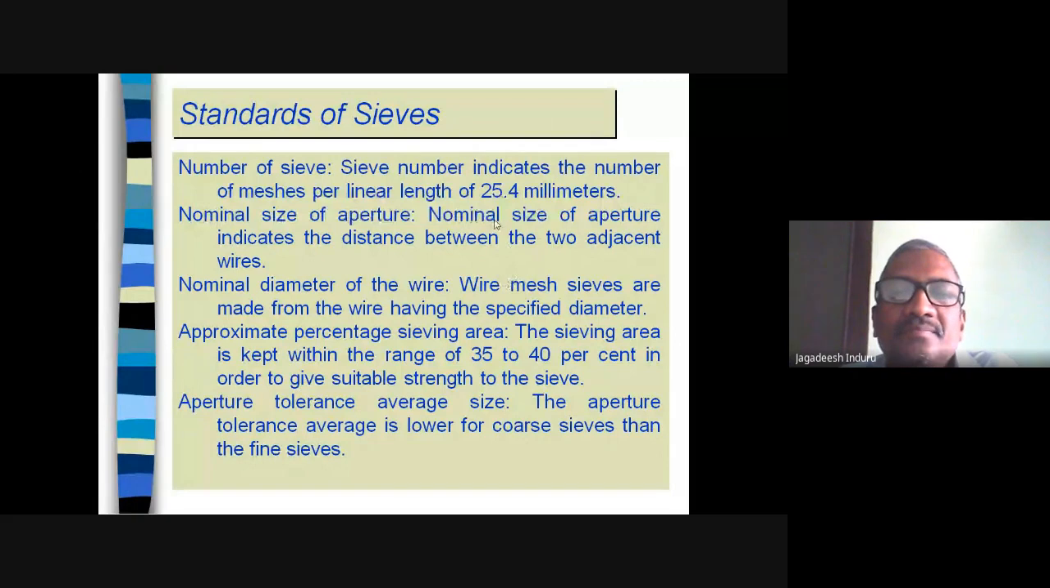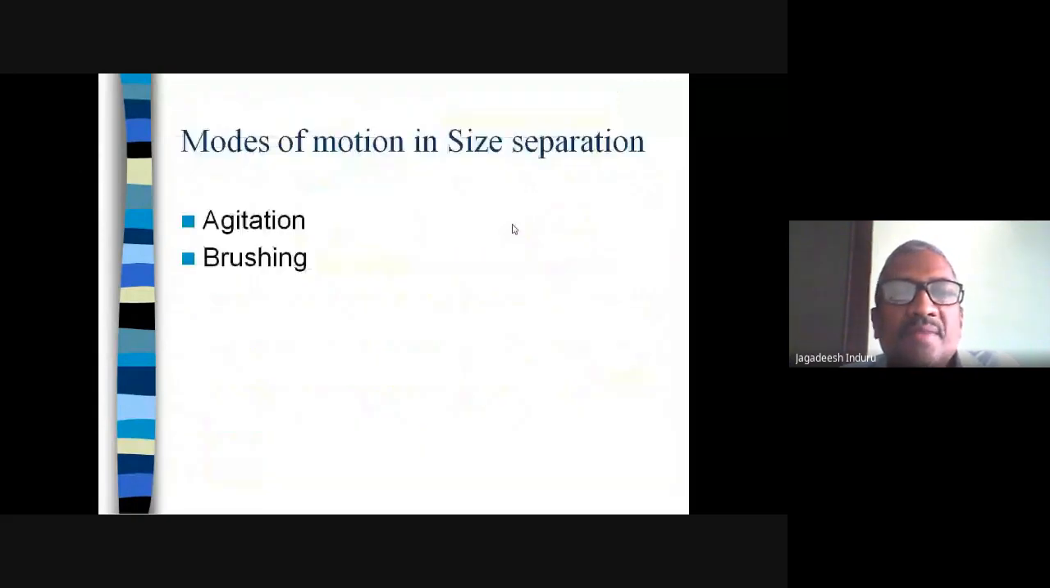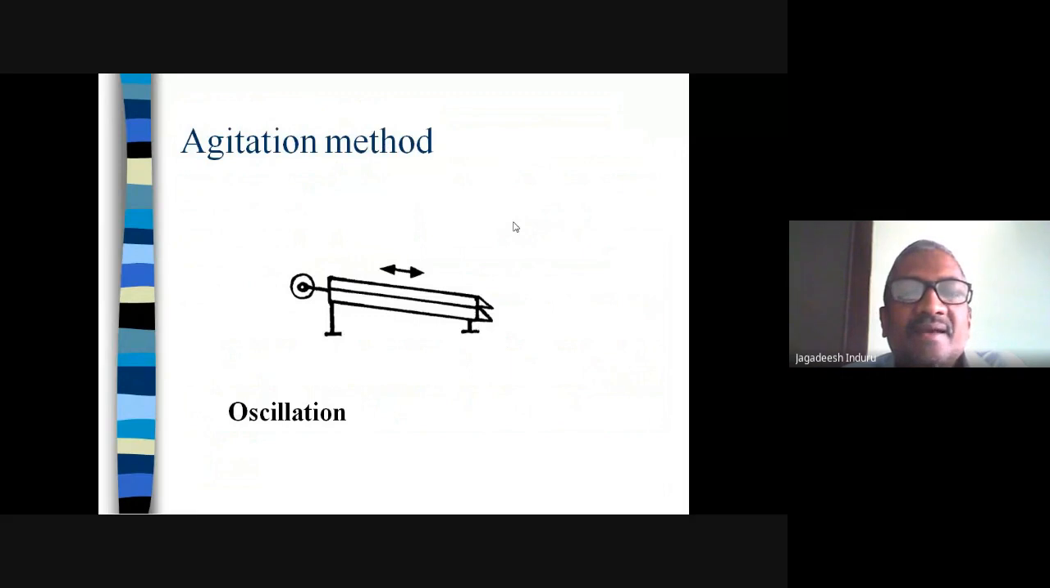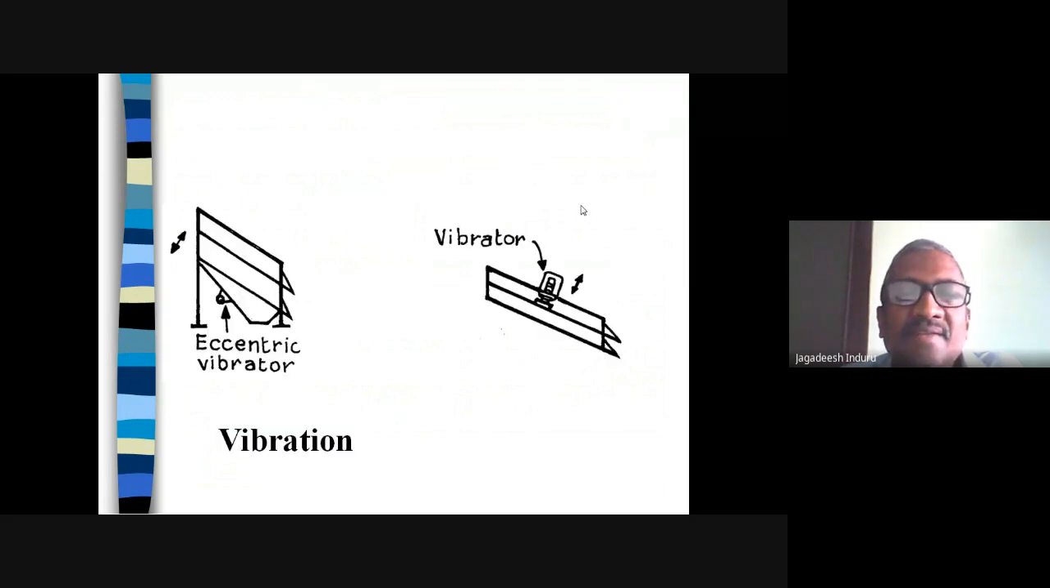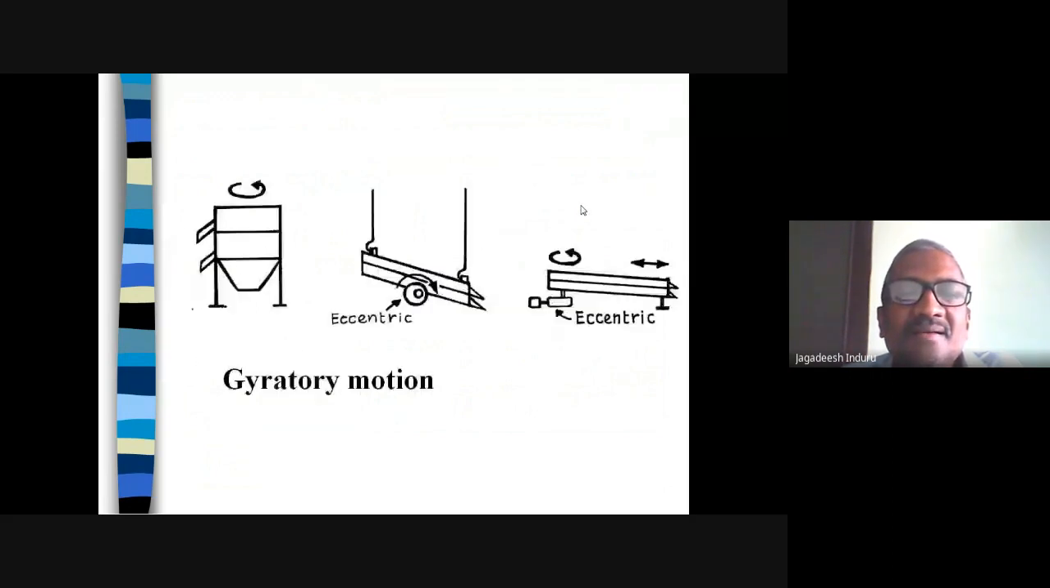And we have got different modes of motion: agitation, brushing, and centrifugal force. This is actually the agitation method, to and fro motion. It is also called oscillation. This is actually called vibration. This is gyratory motion, circular motion. By these modes, the powder will get separated from the mixture of powders into separate fractions.